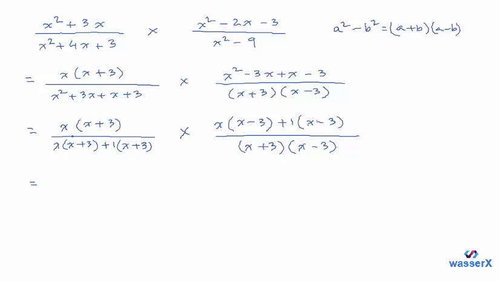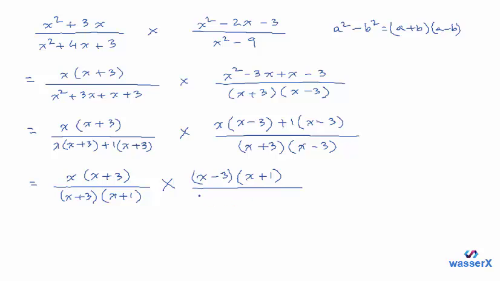And this is going to be equal to x times x plus 3 over, factorize this, means take this common factor out, x plus 3 times x plus 1, to be multiplied with, common factor is x minus 3, take it out, times x plus 1, over x plus 3 times x minus 3.